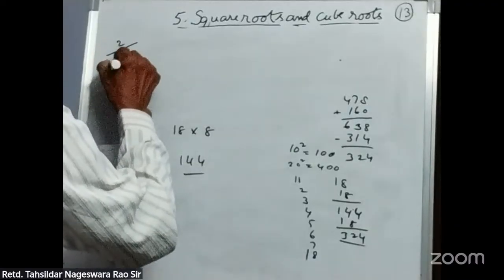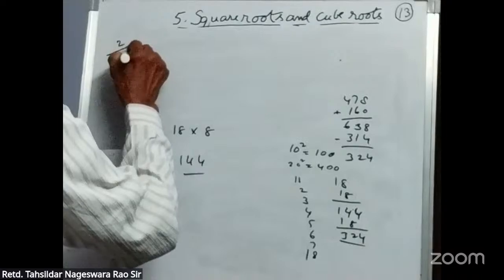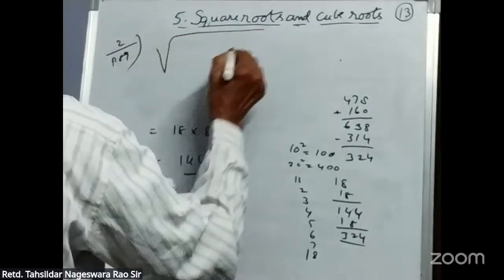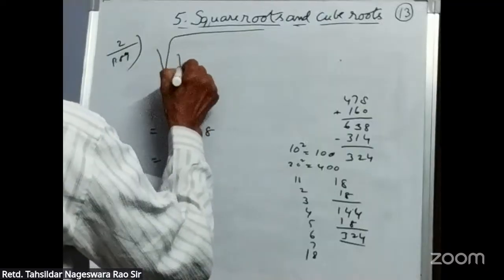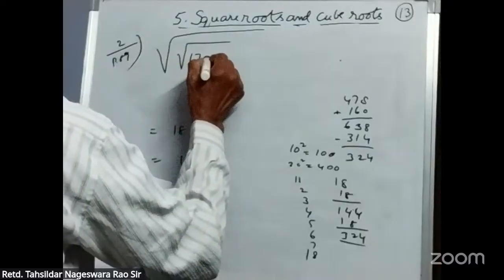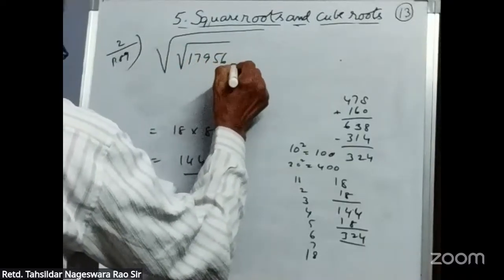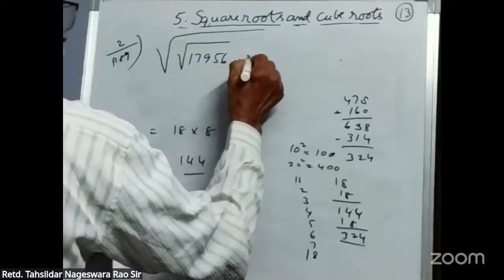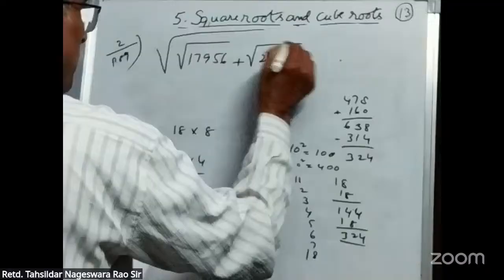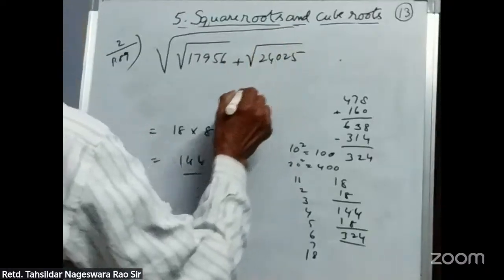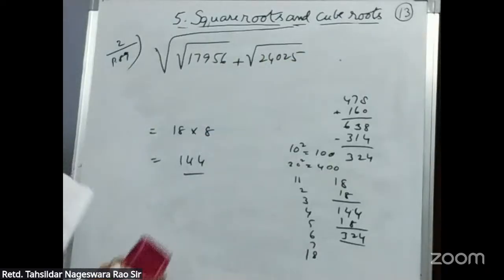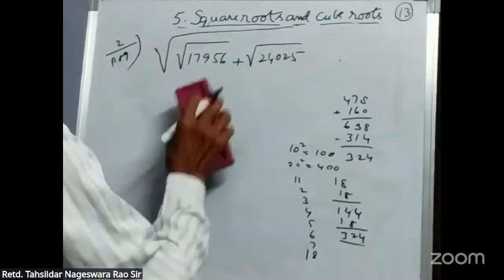Question 2. Square root of, inside one more square root, 17956 plus square root of 24024. Outside one more square root is there. Square root of the sum of two square roots.